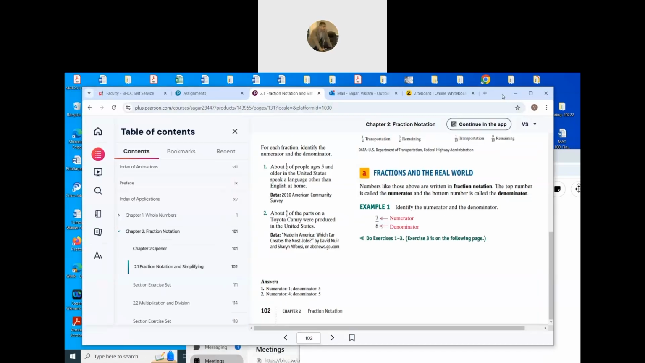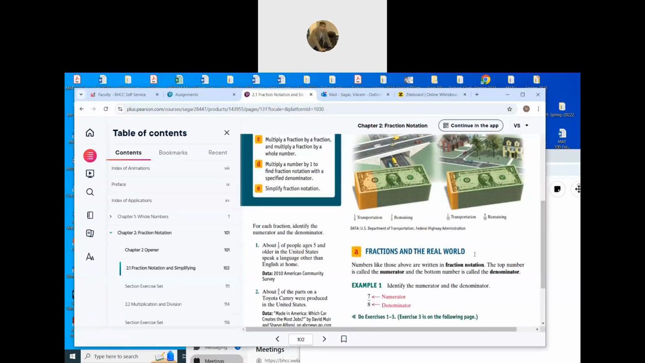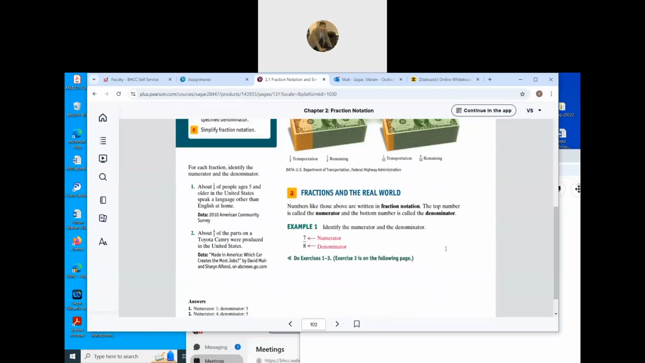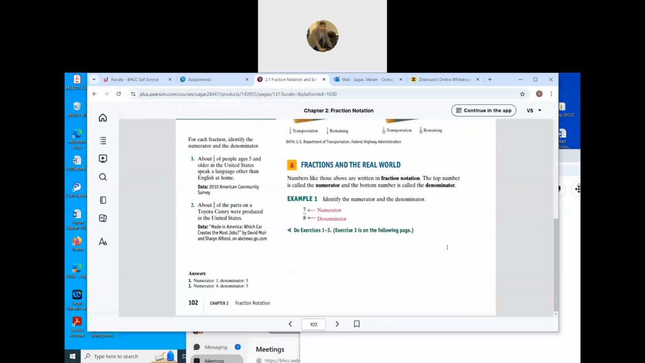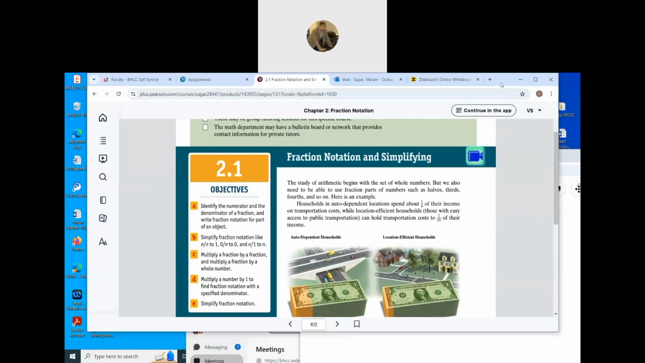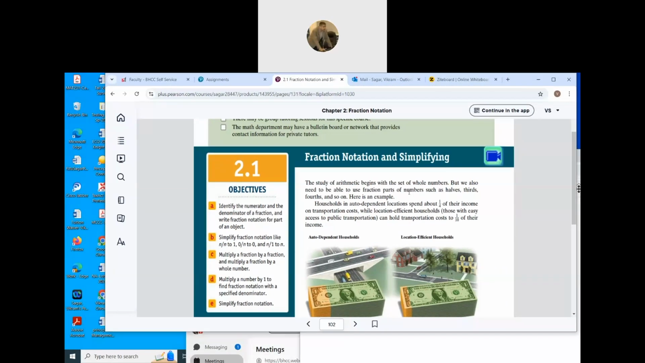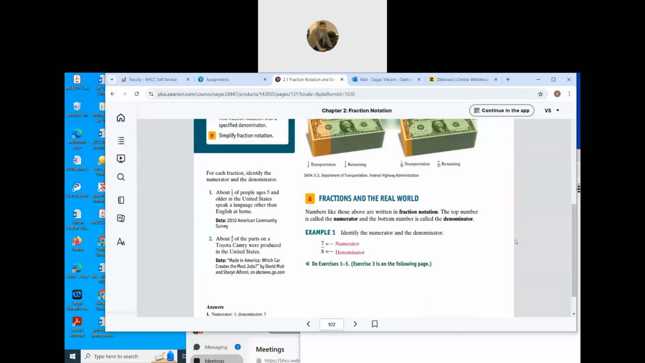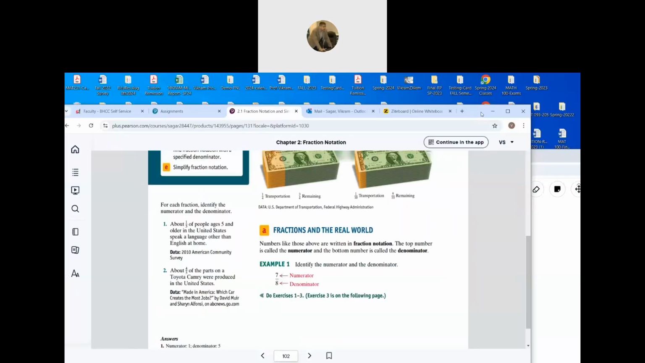Even though we have done this chapter last time, I will go through it again just to remind you of what we have done. So, fraction. Today we're going to go through fraction notation and simplifying.